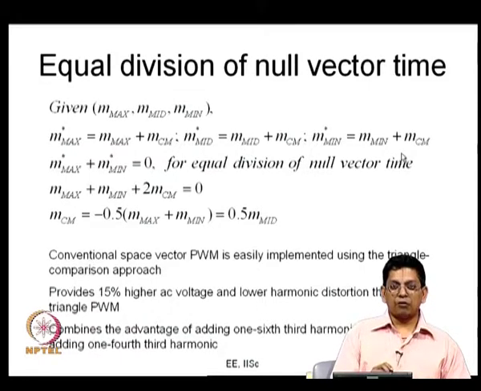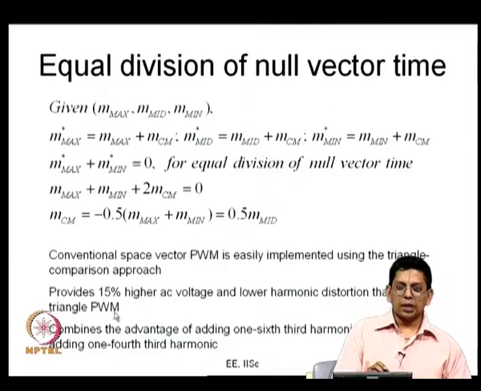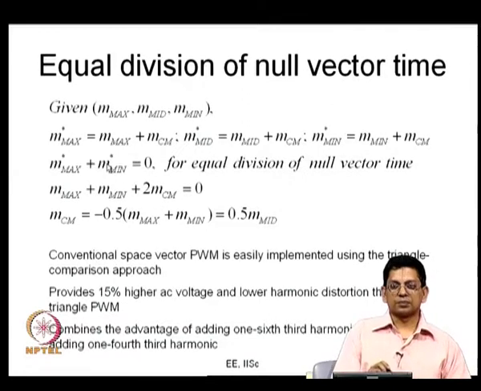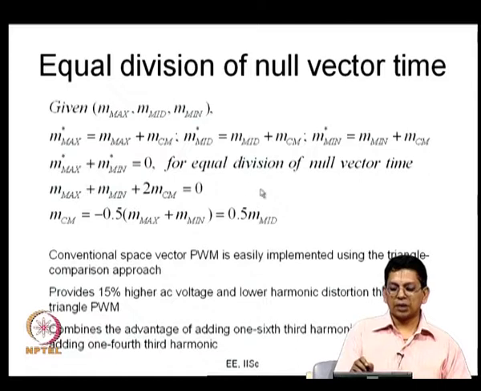So, what do we want? We want the null vector time to be equally divided between the two 0 states. If that has to be equally divided, then M max star should be equal to the negative value of M min star. That is what is needed, so that your T0 and T7 times will be equal. So, M max star plus M min star equal to 0 will be the condition for the null vector time being equally divided.